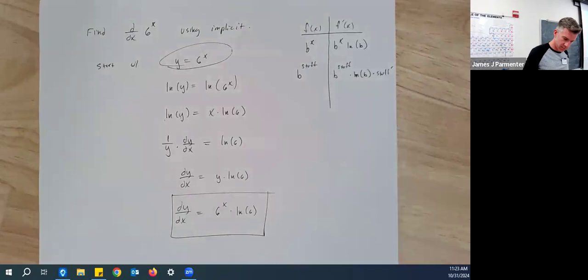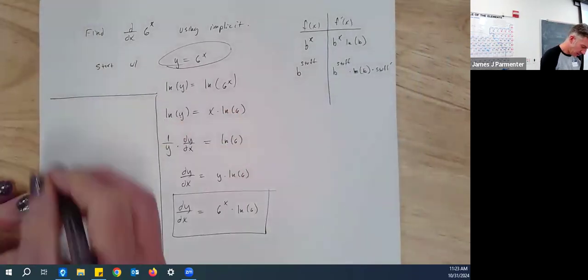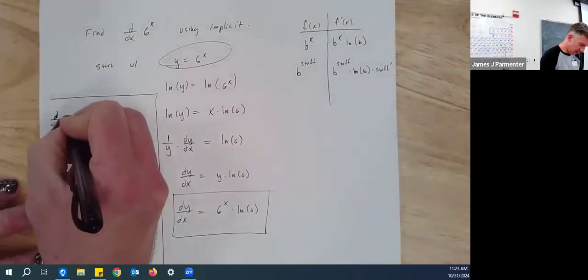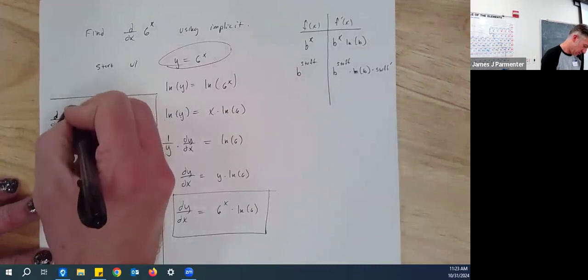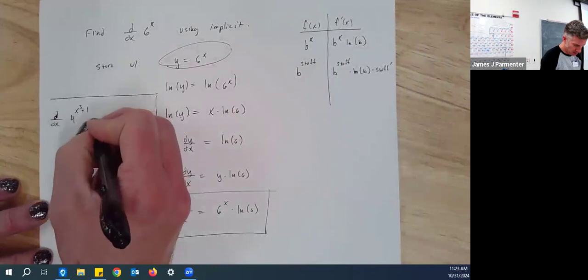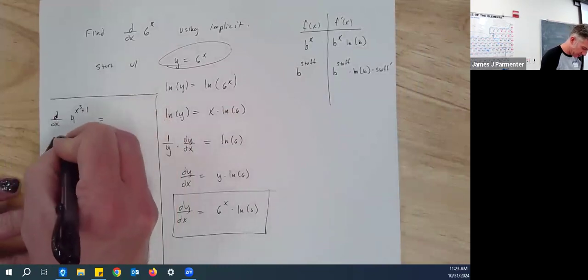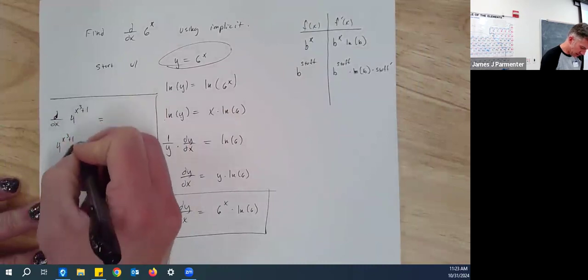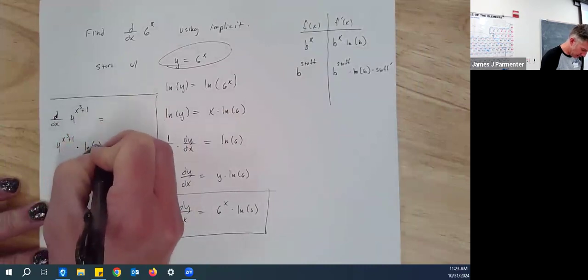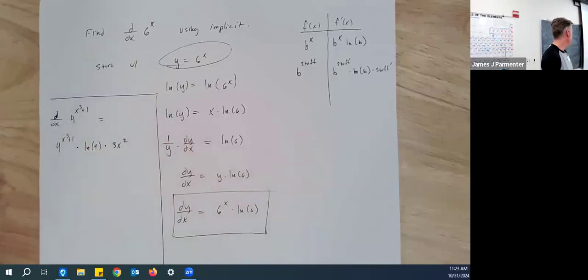So for example, let's just throw in an example over here. If I was going to take the derivative of 4 to the x cubed plus 1, well, I have 4 to the stuff. The derivative is going to be 4 to the stuff times the natural log of 4 times the derivative of the stuff, which is 3x squared. And I didn't put parentheses around 3x squared because it's only one term, but it would be totally safe to put parentheses around it if you wanted to.